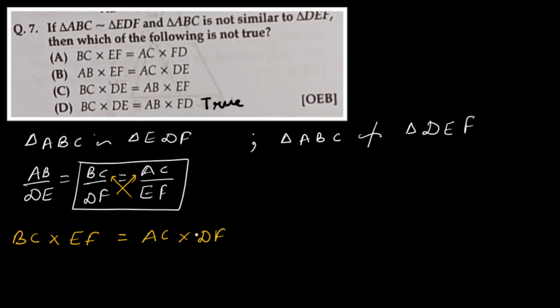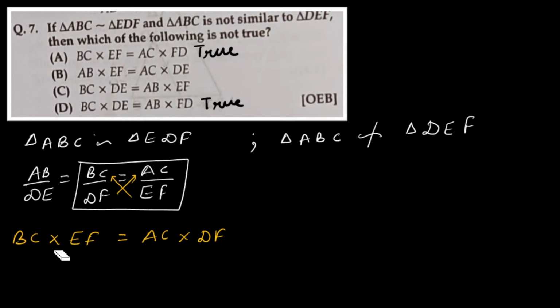So which option? Because this is also a true statement. So among the true statements, whichever is left behind will be our answer. BC into EF is equal to AC into DF. This is the first statement. So that means this is also true.